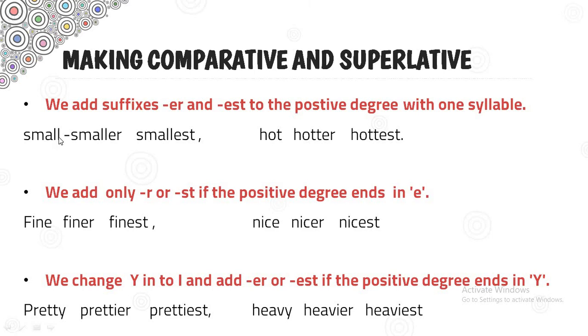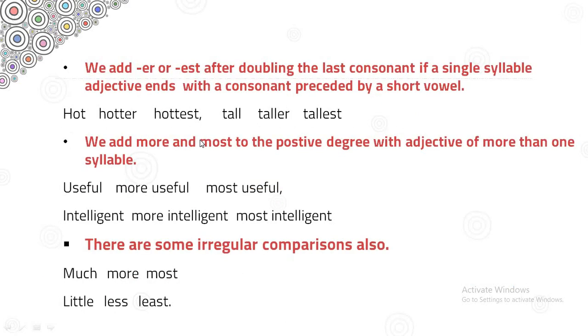As in small, a, hot, o. Fine? So small, one vowel sound, hot, one vowel sound. So one syllable. So we add er and est to the positive degree with one syllable. As in small, smaller, smallest. So positive degree is small. When we add er, it becomes the comparative degree. When we add est, it becomes the superlative degree.